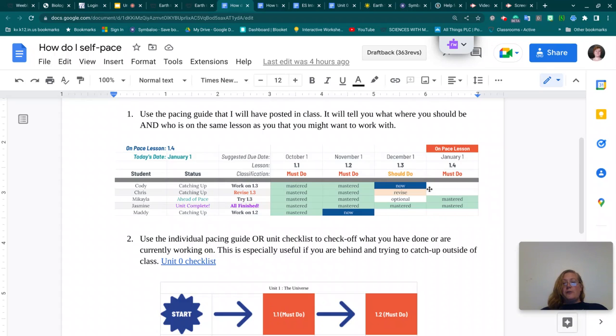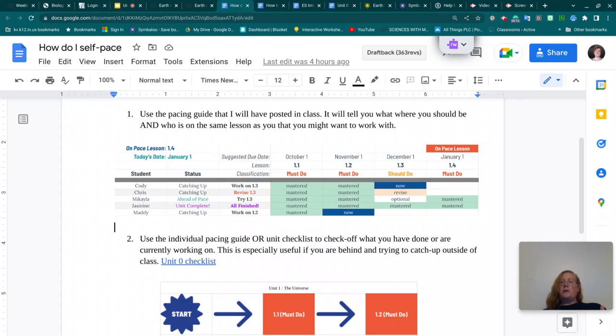This also gives you a starting point. So let's say Chris didn't revise at home. He can now work with Cody because Cody is working on it, and maybe Chris just needs to see what he is missing. You know, why is it the way it is? Maybe since Jasmine has already finished the unit, maybe Jasmine can help Cody and Chris because they need a little more help. So that's kind of what this lets you do.